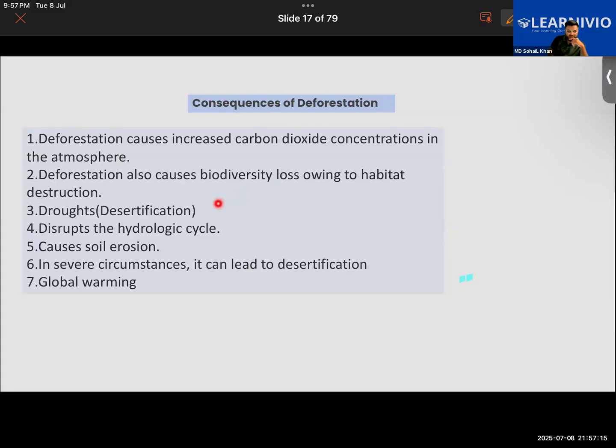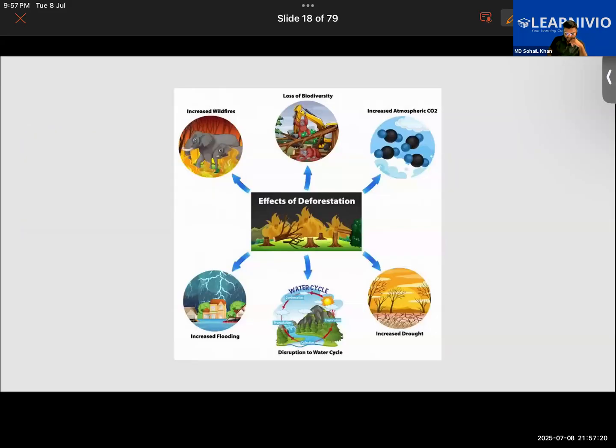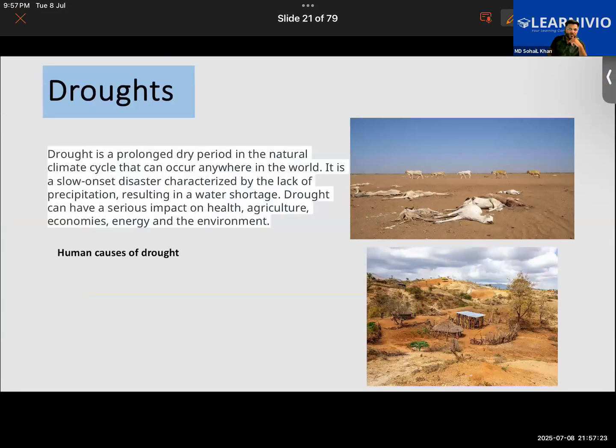The next consequence of deforestation is desertification. There are many places on earth which once were fertile lands. There was greenery in that area, there were forests in that area, but now it has converted into desert. Suppose in a given area there has been no rainfall for a prolonged period of time, for several years. What will happen? We will see that the plants will start to die, and the animals in that area will start to die.